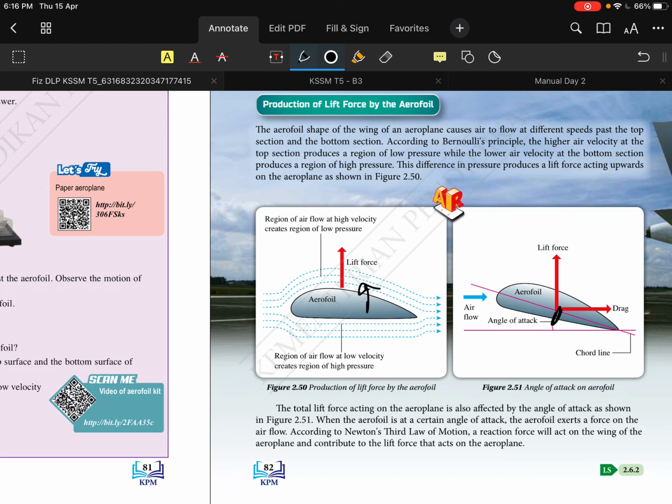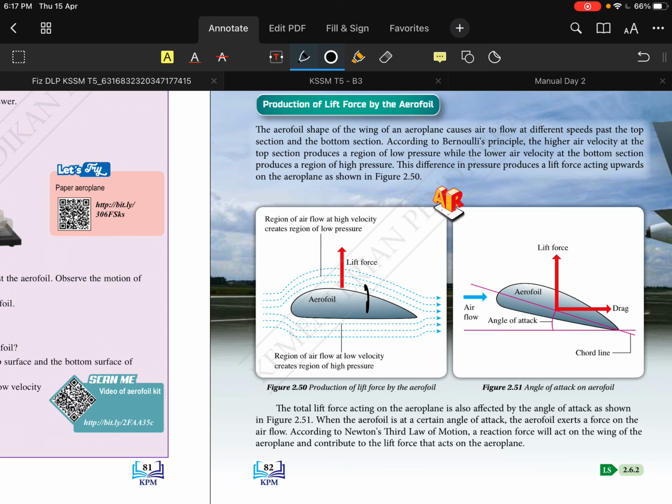Wait, let me see here. Oh, because it's the other way around. Because remember, when you're flying, kan, what are? Okay, I'm repeating the same thing again.